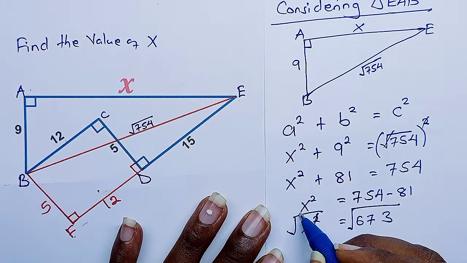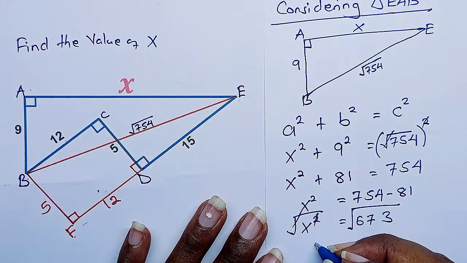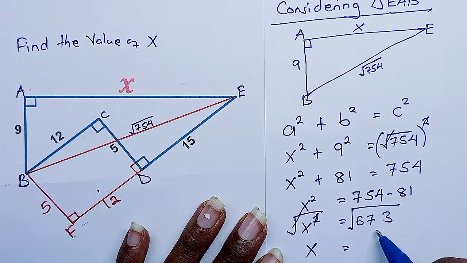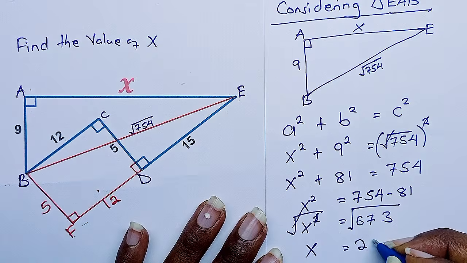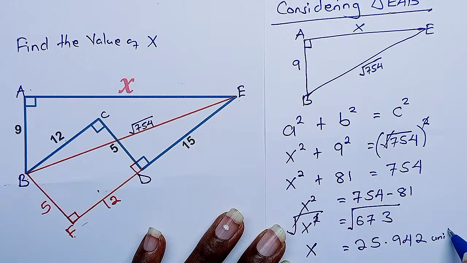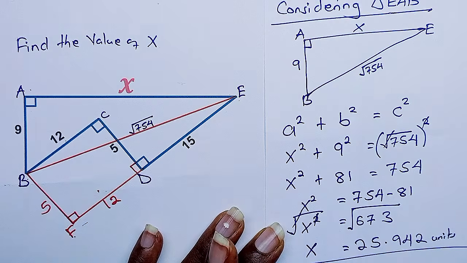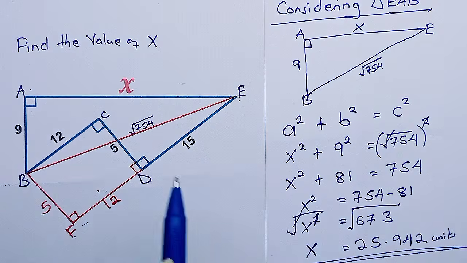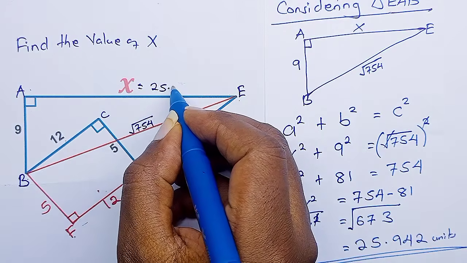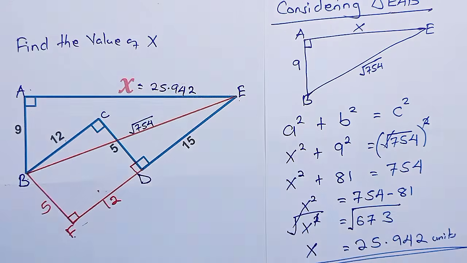So this cancels with the square root. And so X is equal to square root of 673, which is approximately 25.942. So this is in units since it's length. So the value of X is 25.942 units.